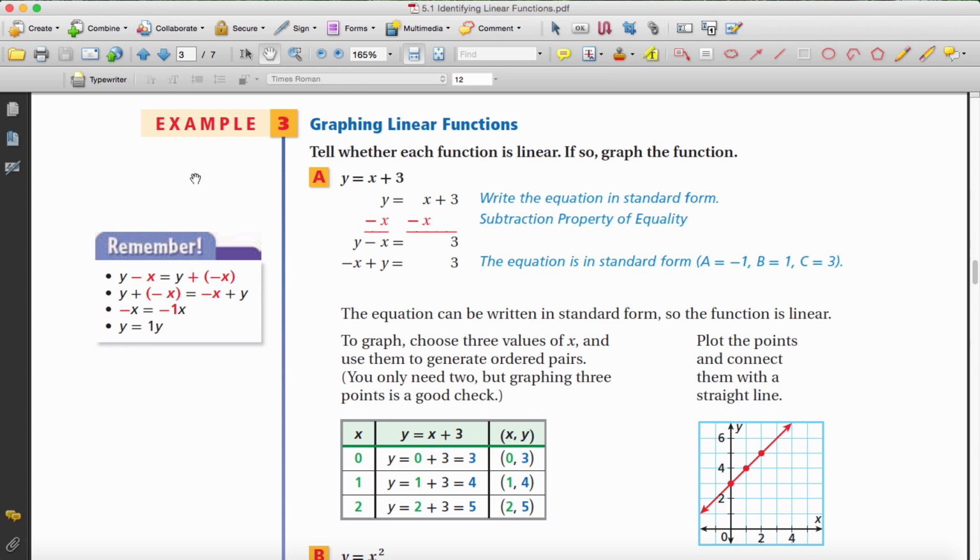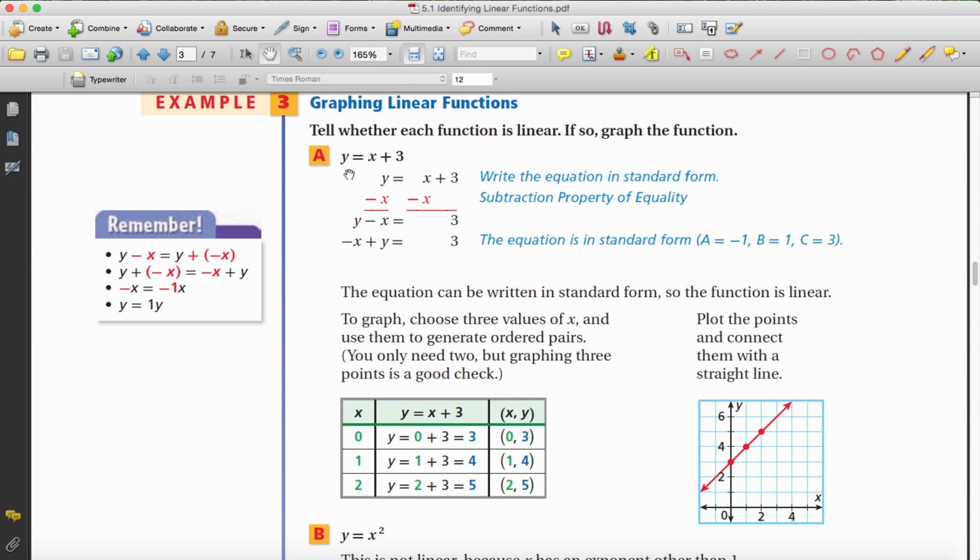So here we are in 5.1, example 3. Let's look at part A. Tell whether each function is linear, and if so, graph the function. So, okay, we're given an equation, y equals x plus 3. And what we're going to try and do is put this in standard form.